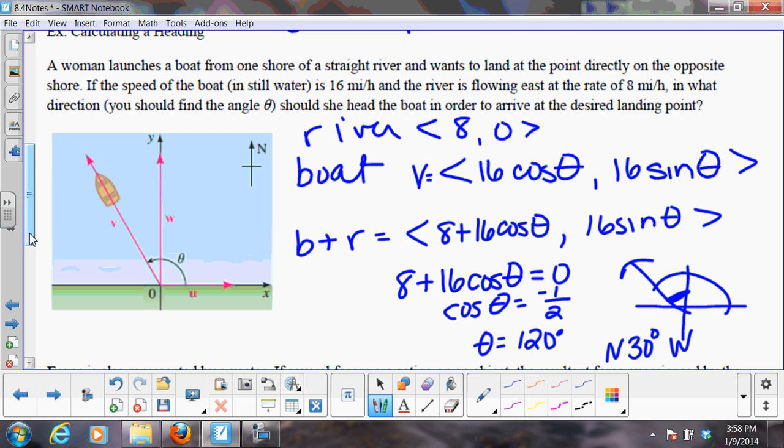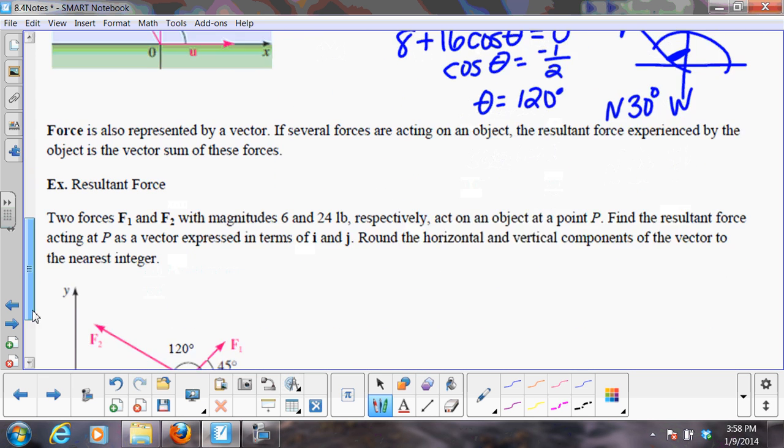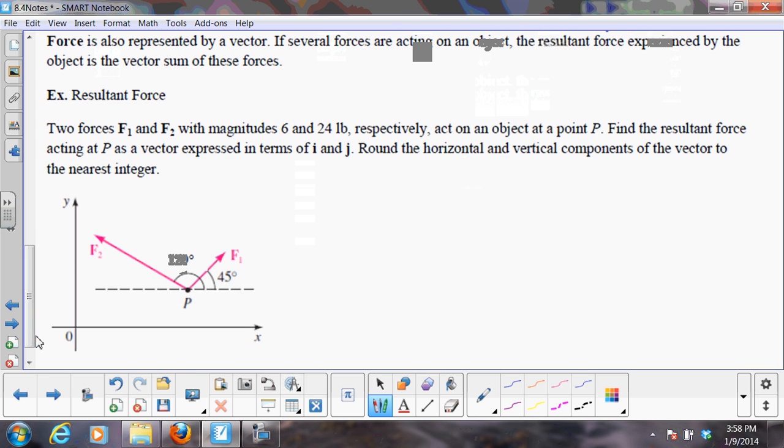All right, and the last one has to do with force. So then we have two forces, F1 and F2, 6 and 24. This is the 6, this is the 24. They act on an object at point P. What's the resulting force? Well, we have to find the actual vector pieces first.